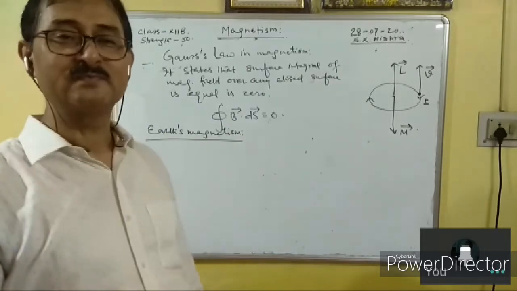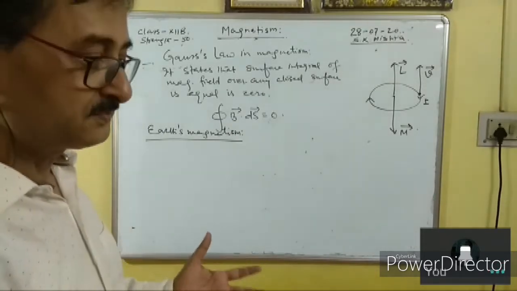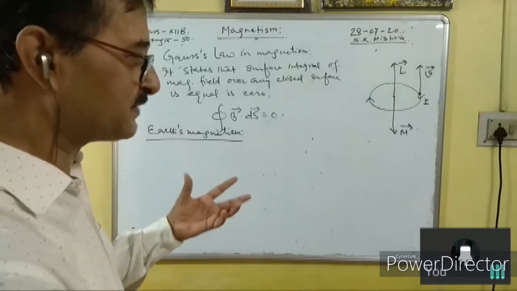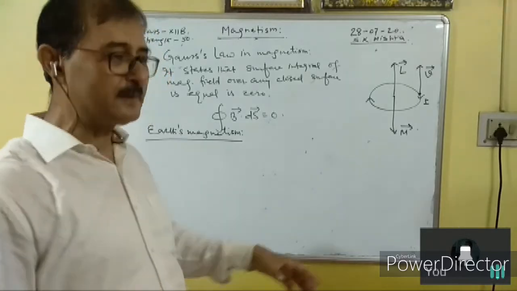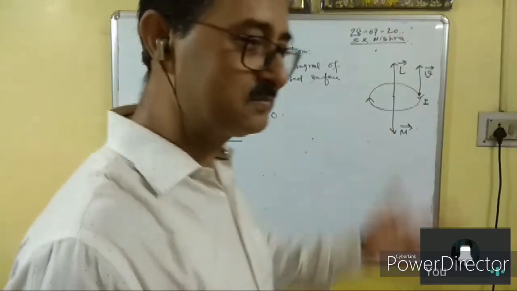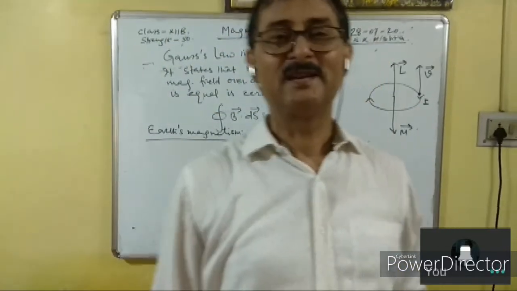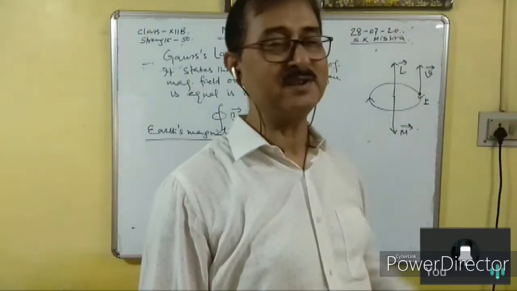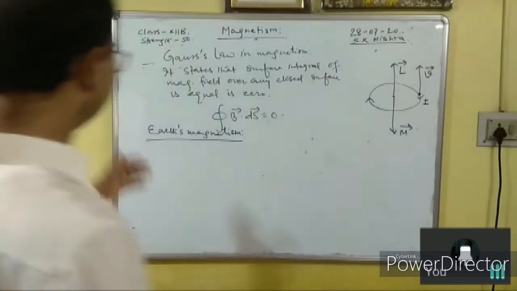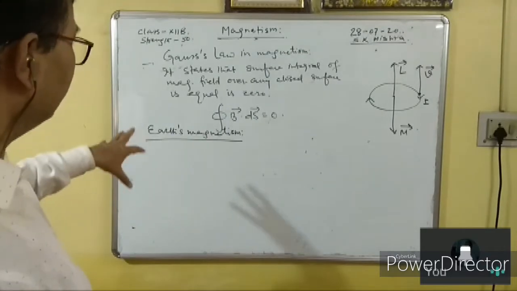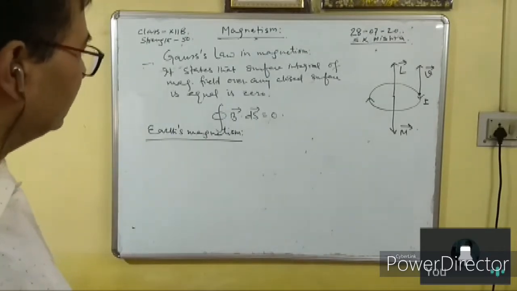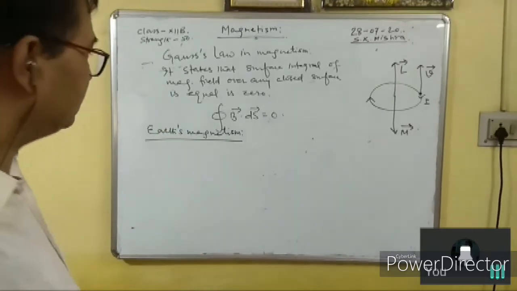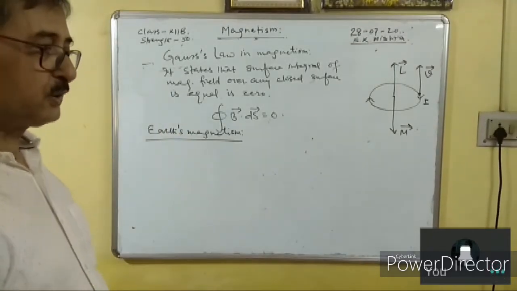Now Gauss theorem in electrostatics, remember it? It was E dot ds is equal to Q by epsilon naught. Now here no Q is there, because if the surface bounds plus Q and minus Q, a dipole, then E dot ds will be 0 because the net Q bounded will be 0. But here B dot ds is always 0.